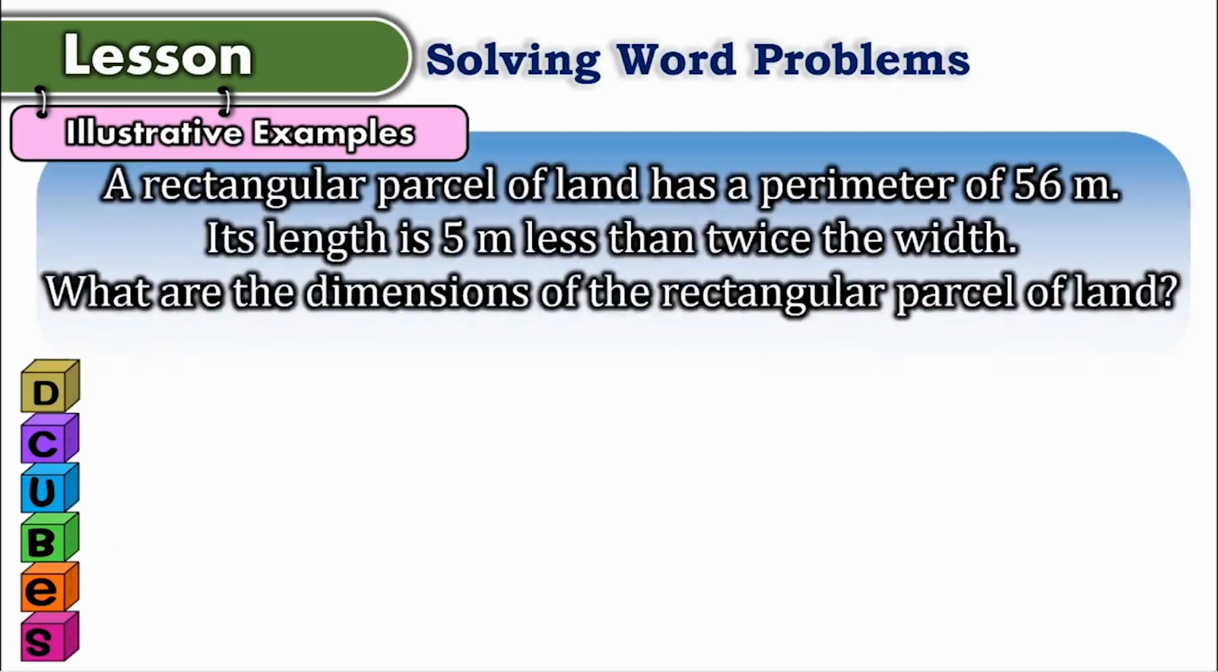Example number 3. A rectangular parcel of land has a perimeter of 56 meters. Its length is 5 meters less than twice the width. What are the dimensions of the rectangular parcel of land? The first 4 steps are as follows.